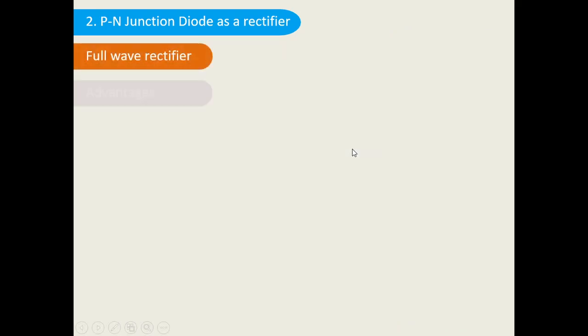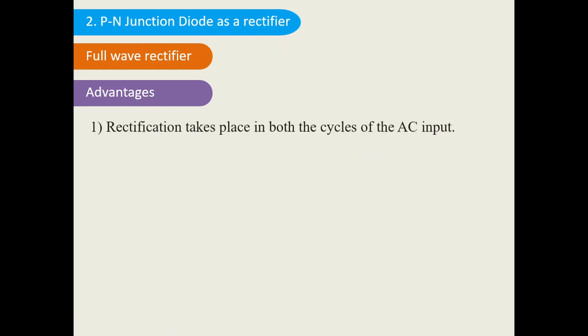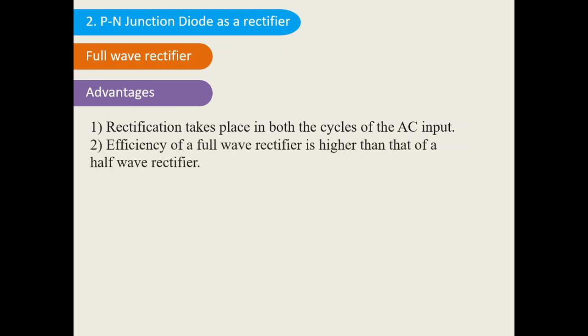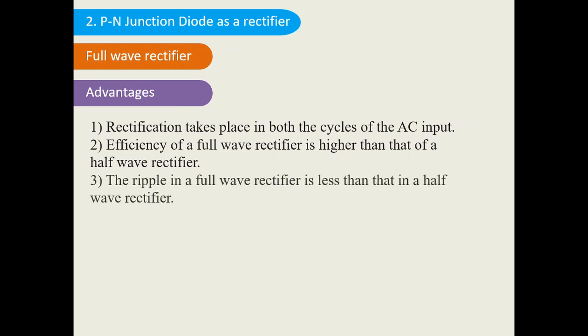What are the advantages of the full wave rectifier? The rectification takes place in both cycles, that means in the positive cycle as well as the negative cycle. Next, the efficiency of the full wave rectifier is higher than that of the half wave rectifier. Why? Because in the half wave rectifier, for alternate pulses we were missing the output. For the negative half cycle we were not getting output; we were getting output only for the positive half cycle. But in the full wave rectifier, for positive as well as negative half cycles we are getting output. That's why the efficiency of the full wave rectifier is more.